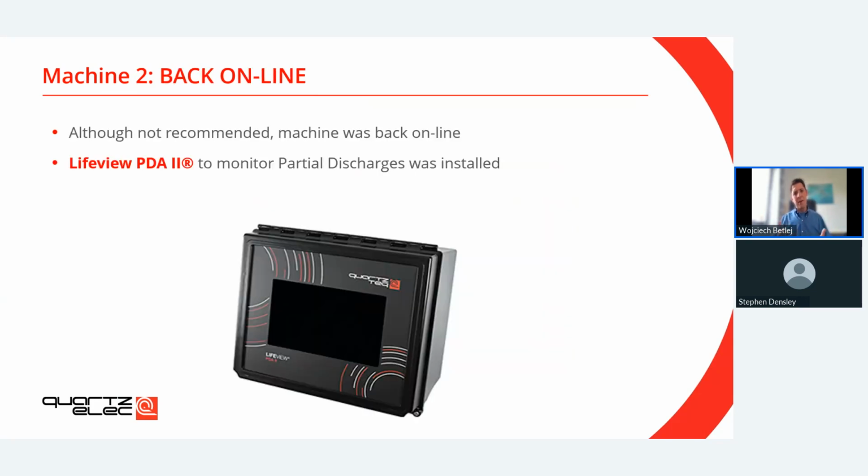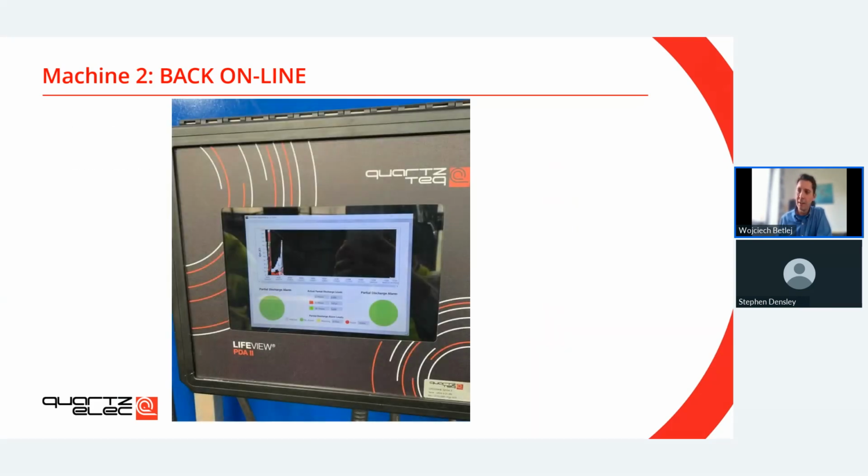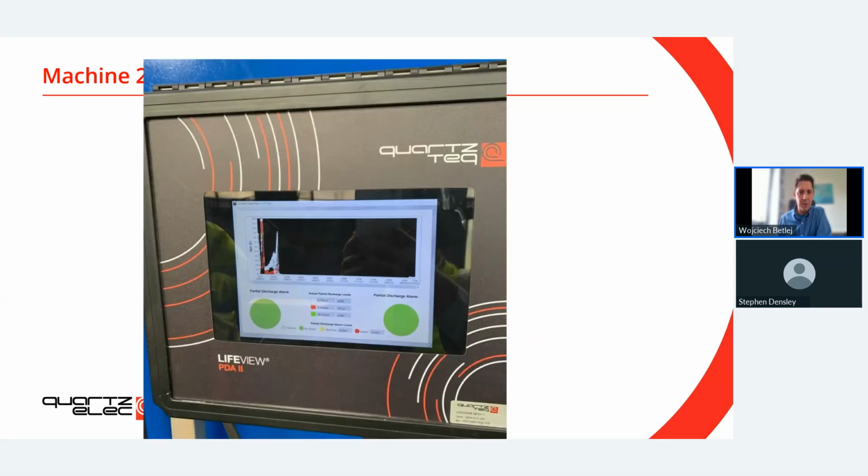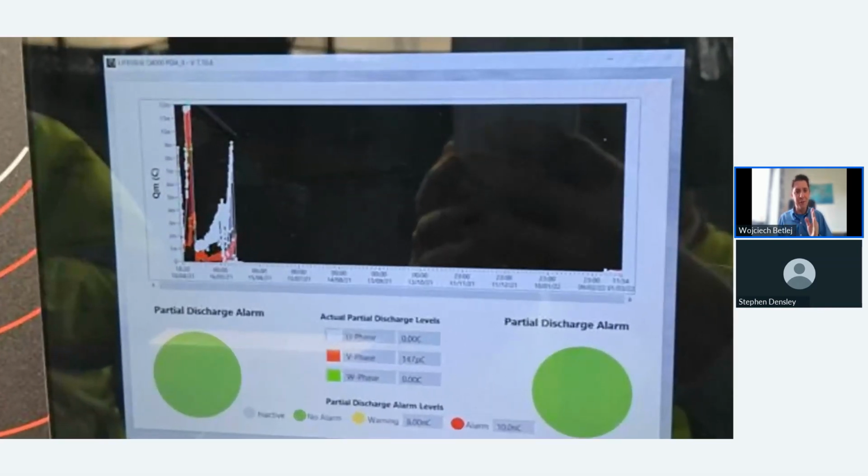So with all that information in mind, the customer was forced to put the machine back online. But as I said before, they also installed the monitoring system. Let's see what information and data we managed to obtain. Have a look at this picture. Apologies, first of all, for the quality of this picture, but clearly this is the trend. These are the trend points of partial discharge on this machine.